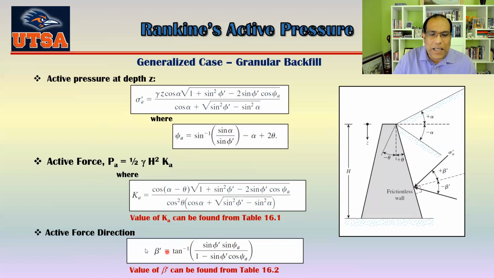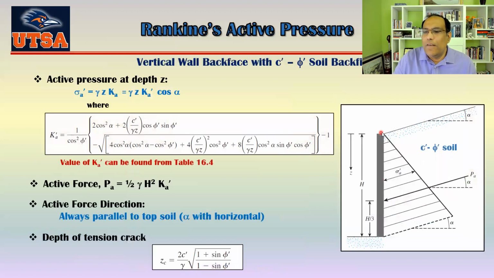So this one is basically your beta. The value of beta prime can be found from table 16.2 in your book. Now let's see what happened with the very same thing, but your face is vertical now.